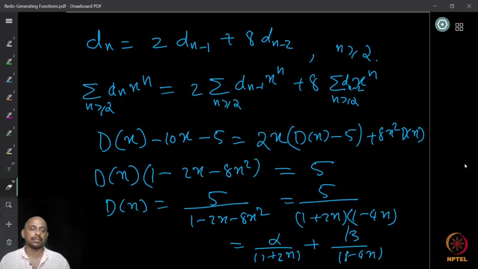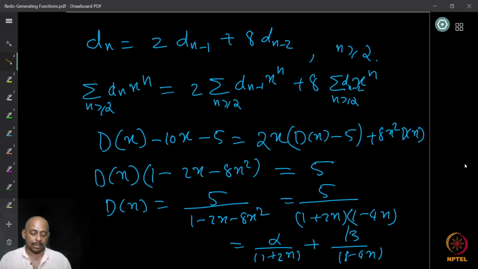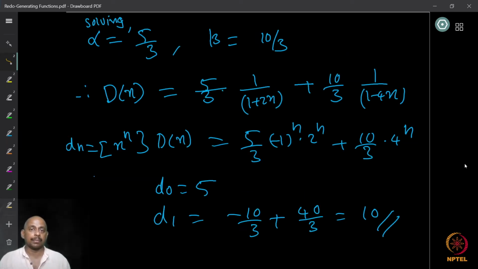Now simplify this for d of x. I get d of x is equal to 5 divided by 1 minus 2x minus 8x square. Now the polynomial 1 minus 2x minus 8x square can be easily factored. So I will get 1 plus 2x into 1 minus 4x. So this will be written using the method of partial fractions. We can write it as alpha by 1 plus 2x plus beta by 1 minus 4x. So we solve for alpha and beta. We will get alpha is equal to 5 by 3 and beta is equal to 10 by 3.